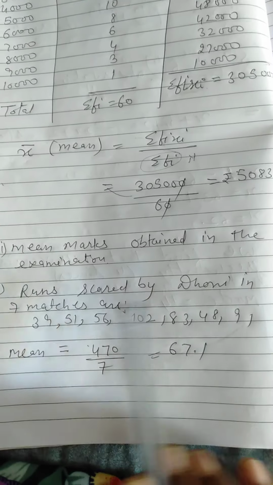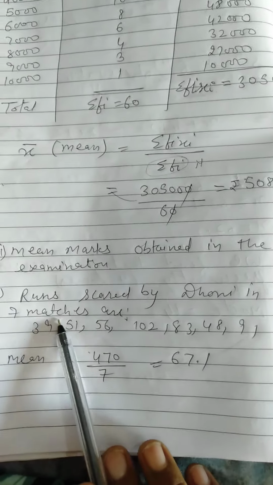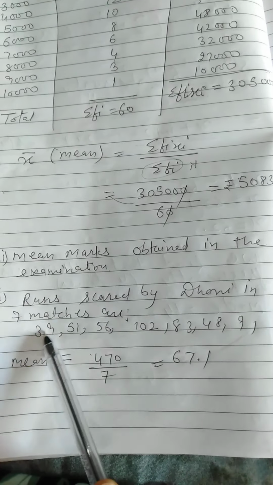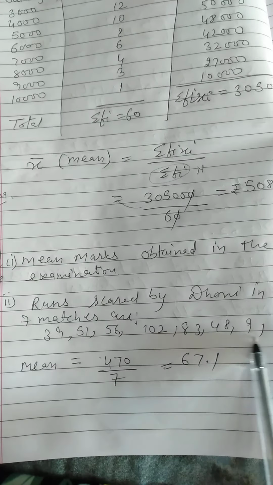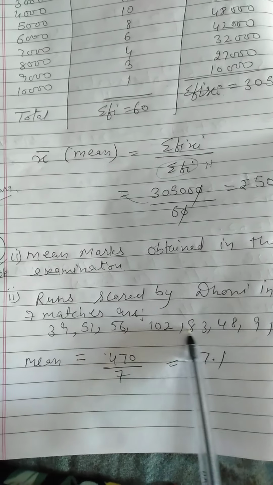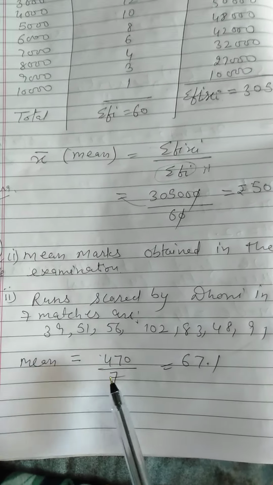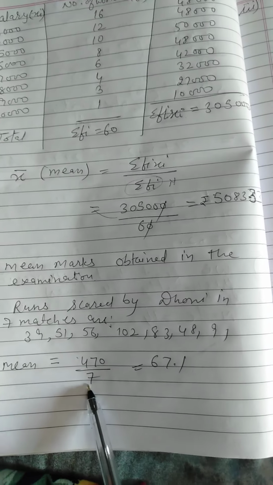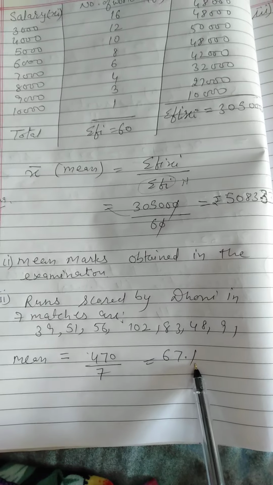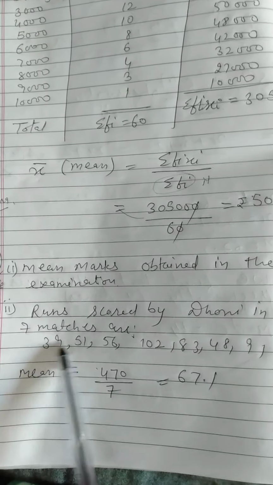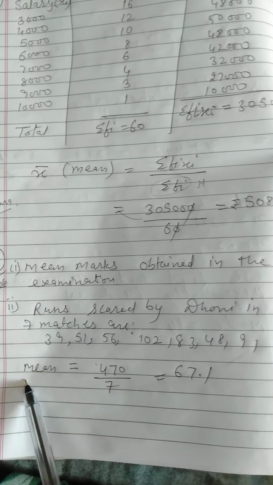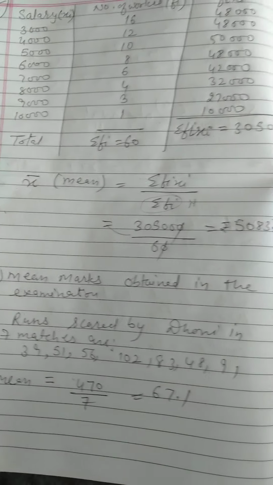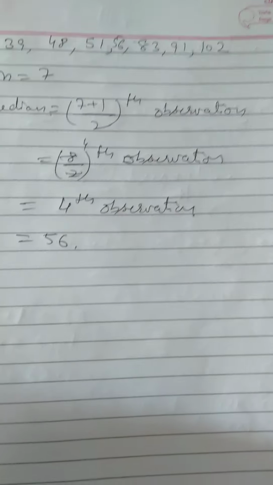Now, runs scored by Dhoni. Here also we need to find the mean of some data. So I'm taking the runs scored by Dhoni in 7 matches. So these are the runs, and the mean will be the sum of the numbers divided by the number of observations. If you add these, you will get 470, and divide it by 7, you will get 67.1. This means we have to take the data on our own, and we have to find the mean of our data, right? So data is not given here, we have to choose it and then find the solution.